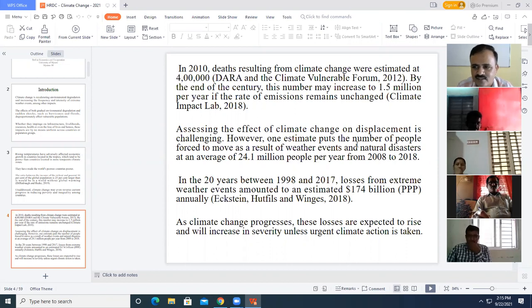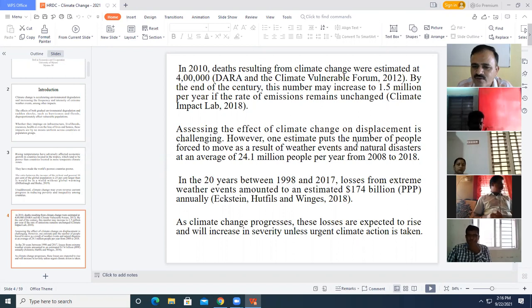So let us just take that 4 lakh in 2010. In the next almost 80 years, if the climate change has continued in the same proportion, or the emissions are not reduced, if the emissions remain unchanged, the number of deaths because of climate change will increase to 1.5 million. So this was estimated by Climate Impact Lab in 2018.